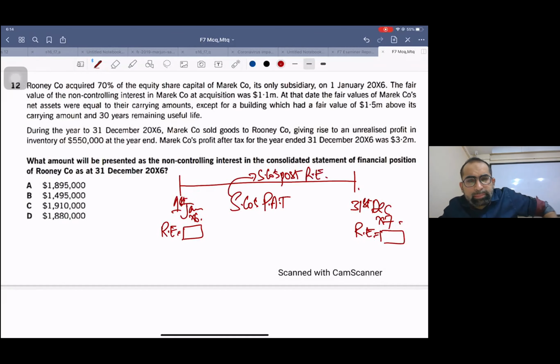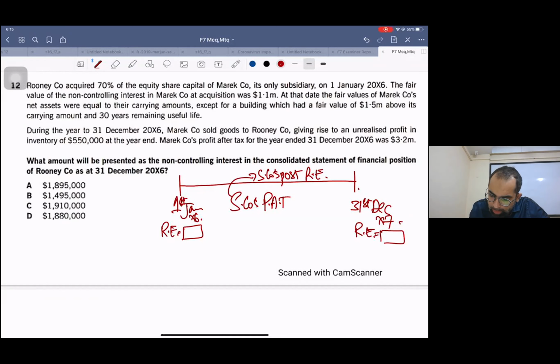You can call it S company's post-retained earning, as well as S company's profit after tax, when there is only a 1-year gap. When there is only a 1-year gap, only 1 year is the S company's profit. So you can also call it PAT, S company's PAT, or S company's profit after tax.